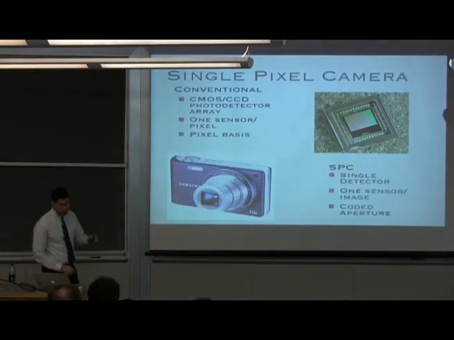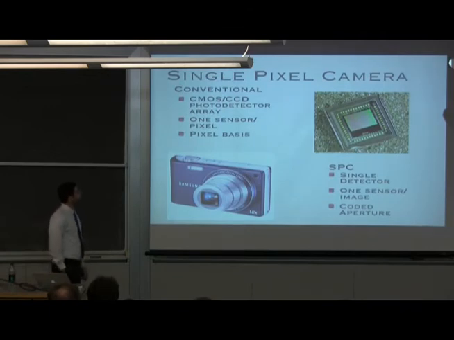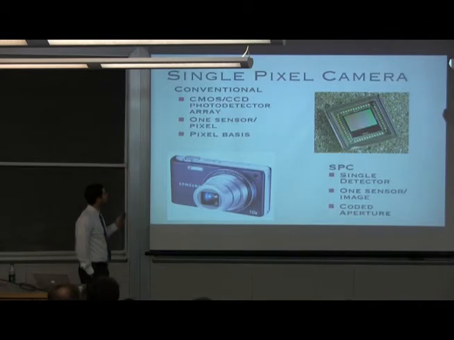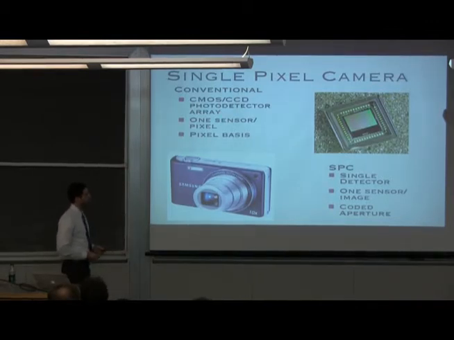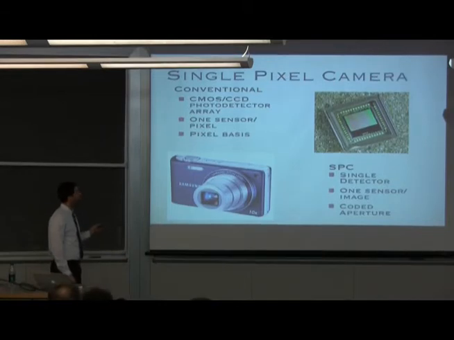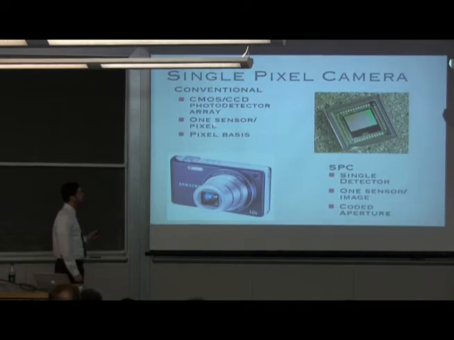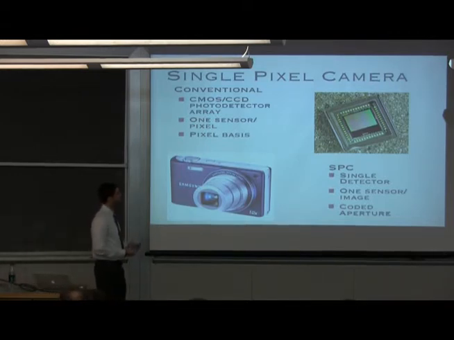So a little bit about single pixel video. What does it mean to be a single pixel camera? A conventional camera uses a very large detector array where you have one detector per pixel. It's usually based on a CMOS or CCD photodetector array. You sense on a pixel basis, meaning you have one single sensor per pixel, and there's essentially no reconstruction pipeline. The data is acquired in the image domain.